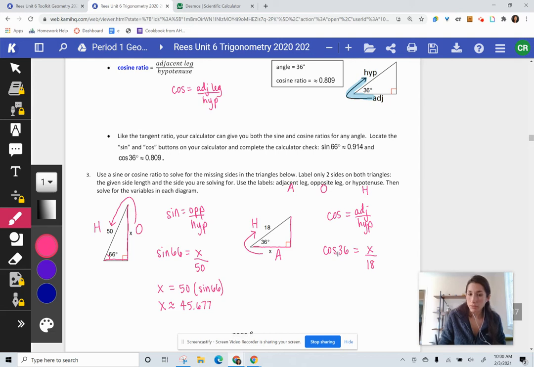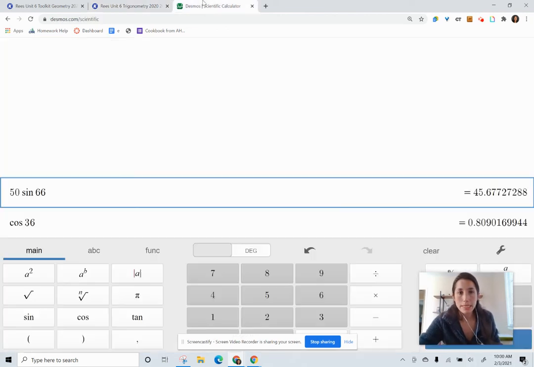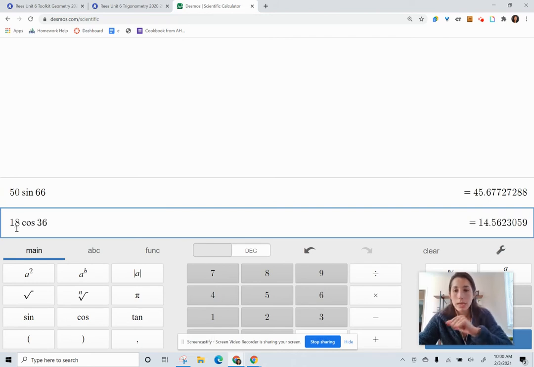Then we could do a cross product from there. X times 1, 18 multiplied to cosine of 36. And then we'll get our approximation. So now in my calculator, all I have to do is put an 18 in front of this cosine of 36. And that would be 14.562.